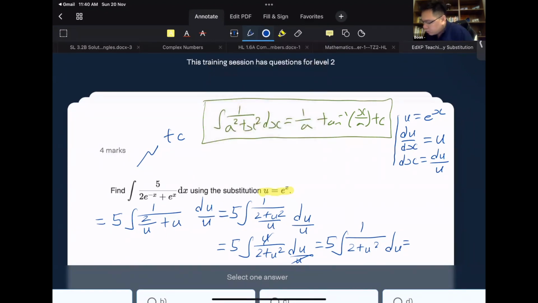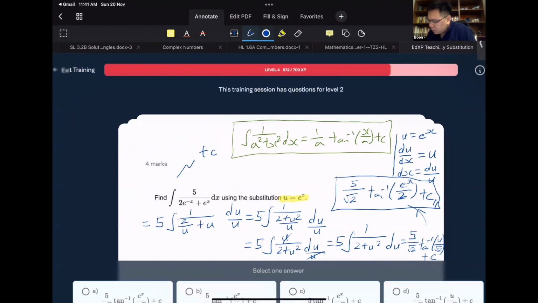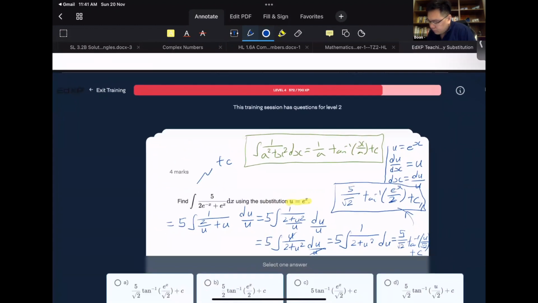Okay, so the final answer will be 5 over root 2 arctangent u over root 2 plus c. Okay, and don't forget to replace your u's with x. So the final answer is 5 over root 2 arctangent e to the x over root 2 plus c. Okay, so the final answer is here, which I believe is A, option A.